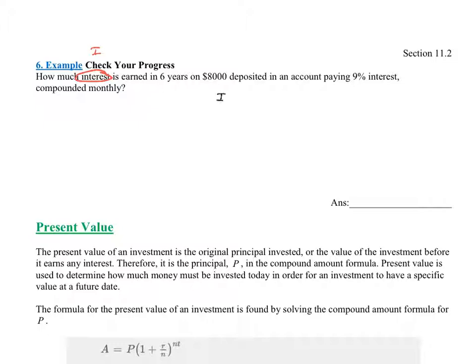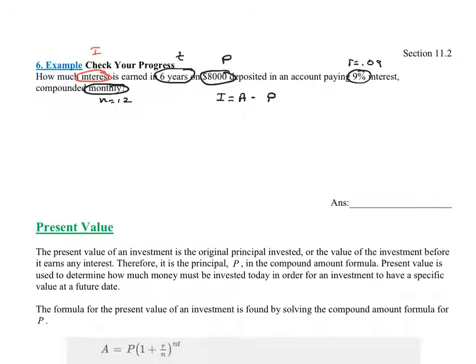Again, to find I, we need to know the future amount and subtract off the present amount from that. So we do know the present amount. Let's go through the problem and identify what we know. Earned in 6 years, so that's my time, 6 years. $8,000 is the original amount deposited, so that's my P value. 9% is my interest, giving me my R value of 0.09, compounded monthly, so that gives me my N value of 12.